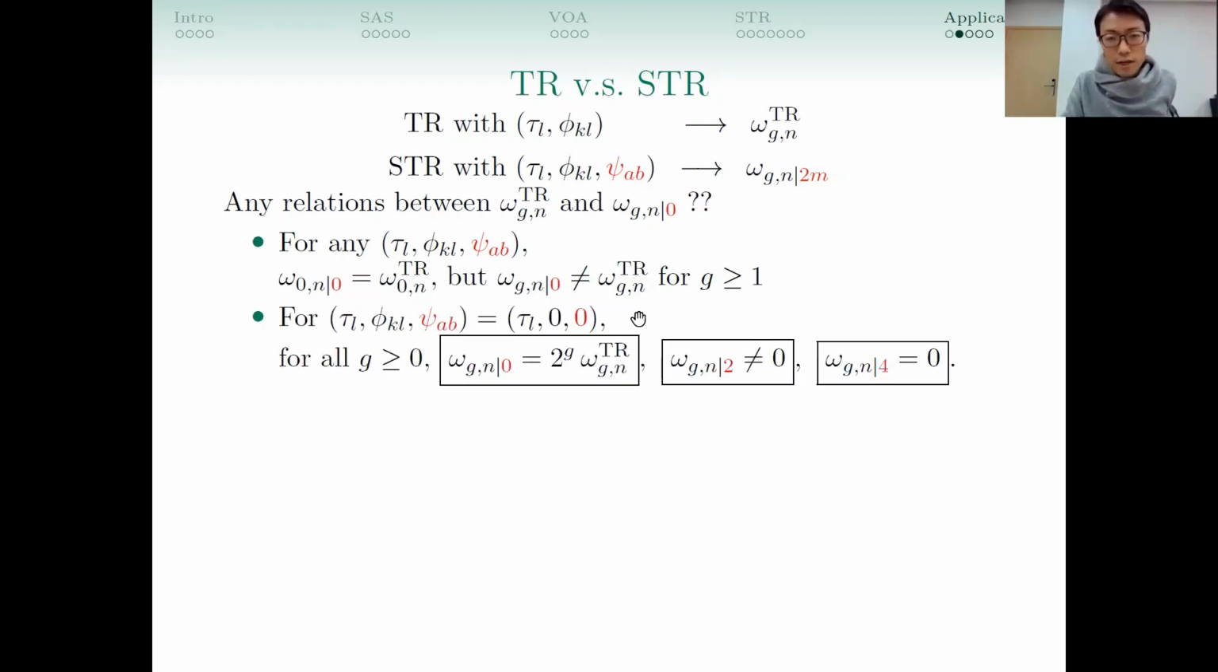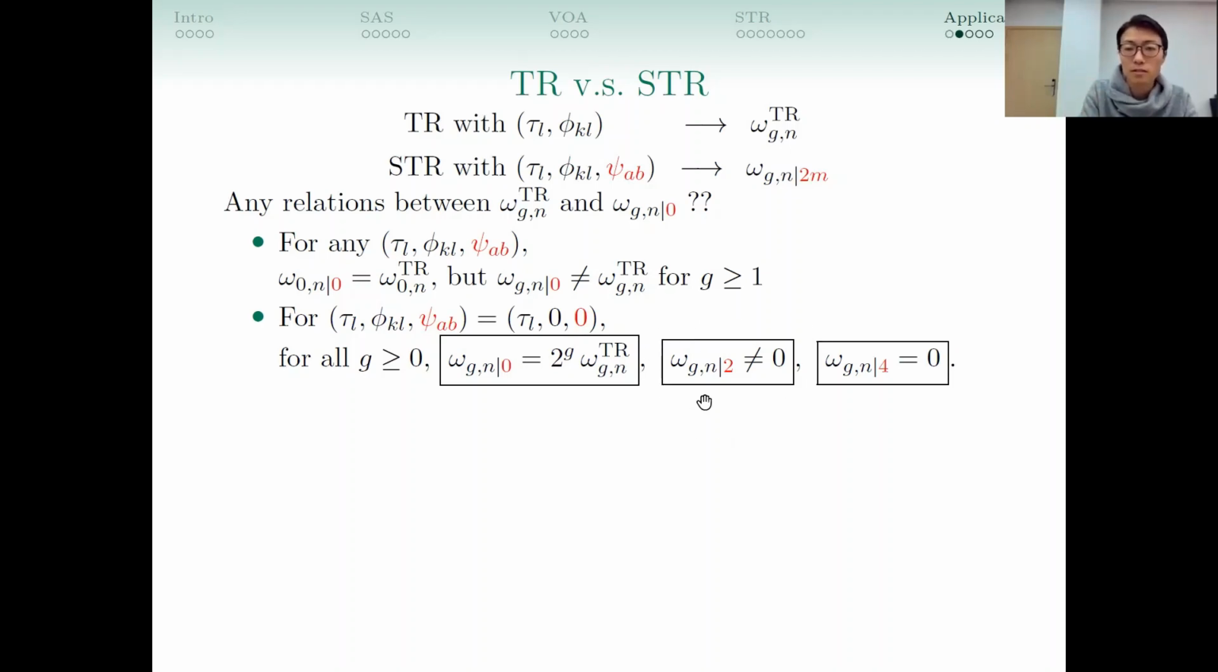Okay, however, there exists a very interesting choice of psi and phi. In particular, whenever you set both of them to 0, for all g, the differential computed by topological recursion and the differential computed by the super topological recursion of pure bosonic one are related by a power of 2 to the g. However, of course, if you run the super topological recursion, you get something else.